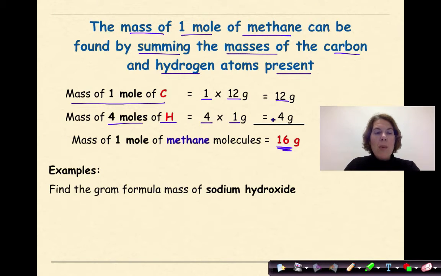Let's look at an example. Find the gram formula mass of sodium hydroxide. Well, we know the formula for sodium hydroxide is NaOH. So I'm going to have Na, O, and H.